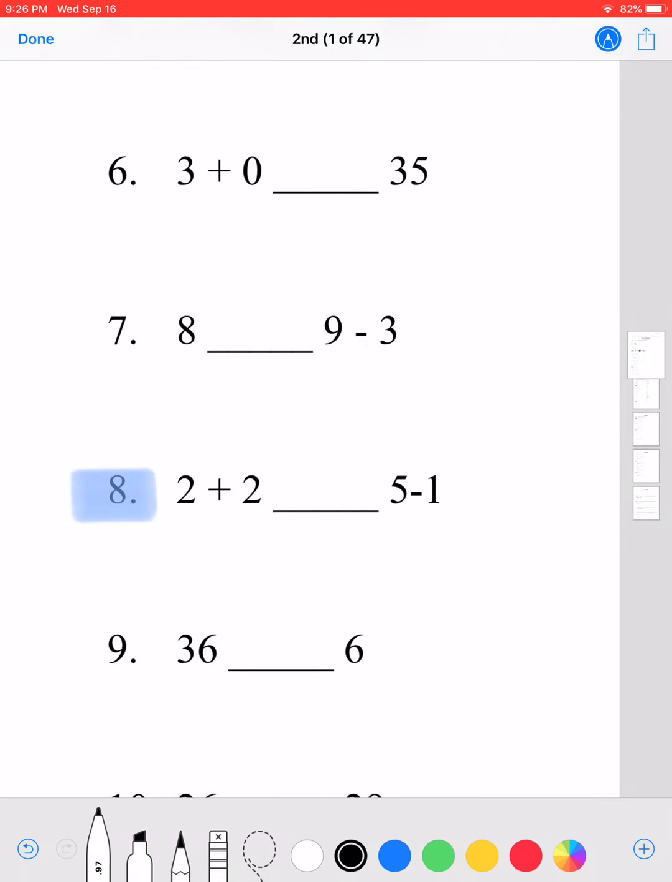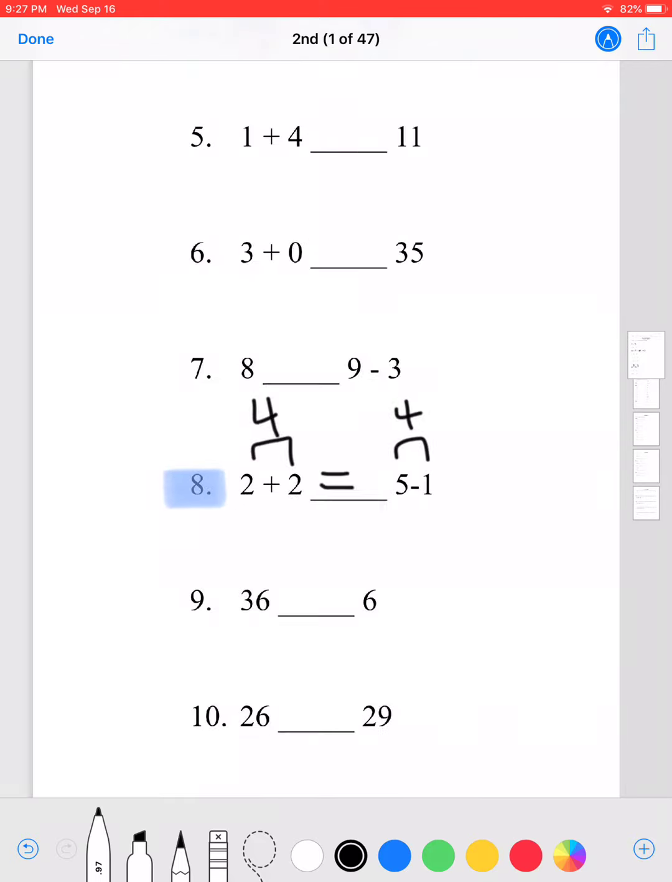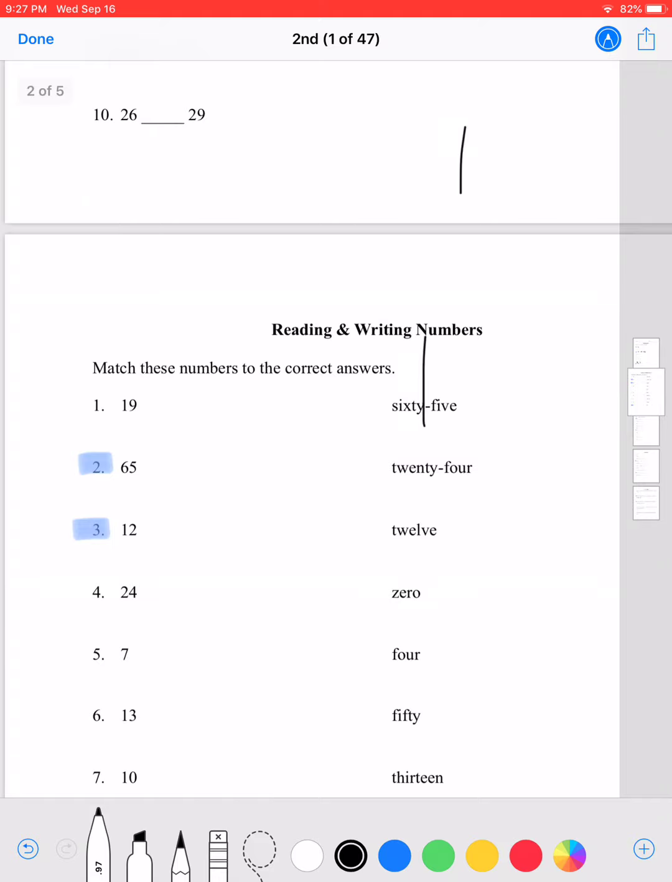Now we have number 8. We're going to be comparing 2 plus 2 and 5 minus 1. If you add 2 plus 2, we know that 2 plus 2 equals 4. Now if you subtract 5 minus 1, we know that this is also 4. So now we have 2 of the same numbers, 4 and 4. In this case, you're going to be putting an equal sign. This is an equal sign. What this says is that they're the same. 2 plus 2 is equal to 5 minus 1. They both equal 4.